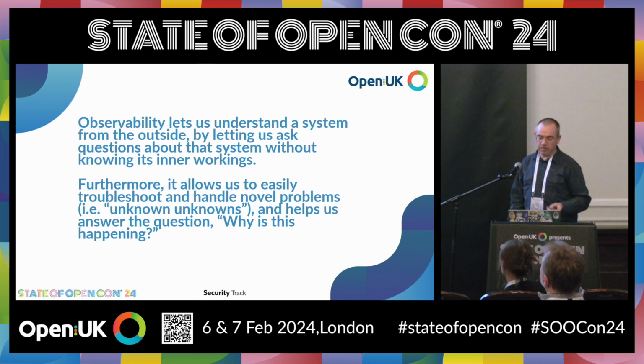They say observability lets us understand a system from the outside by letting us ask questions about that system without knowing its inner workings. Furthermore, it allows us to easily troubleshoot and handle novel problems, i.e. unknowns, and helps us answer the question, why is this happening?